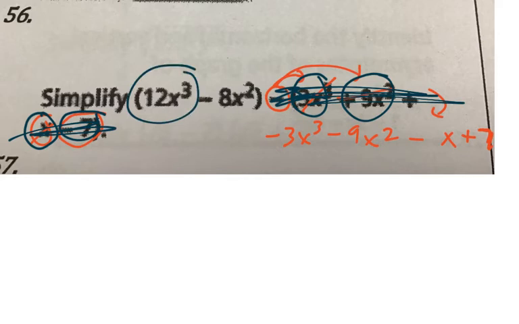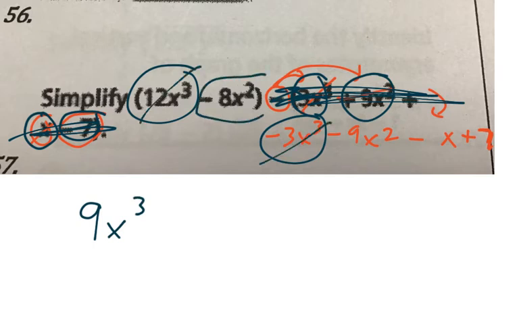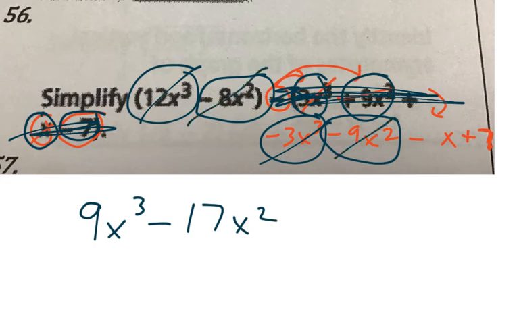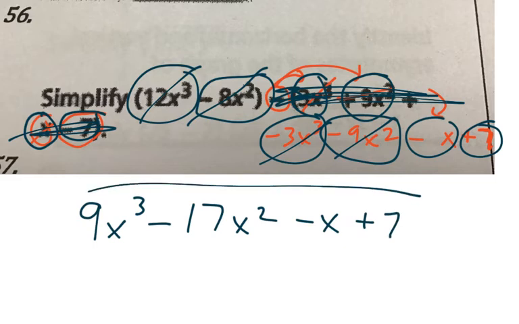So I have 12x cubed minus 3x cubed, which is 9x cubed, or x cubed if you like. So they're done. How about minus 8x squared and minus 9x squared? That's minus 17x squared. Again, be careful with your negatives, right? A negative and another negative makes a bigger negative. So those are done. What's the only thing left, of course, is the minus x and the plus 7.